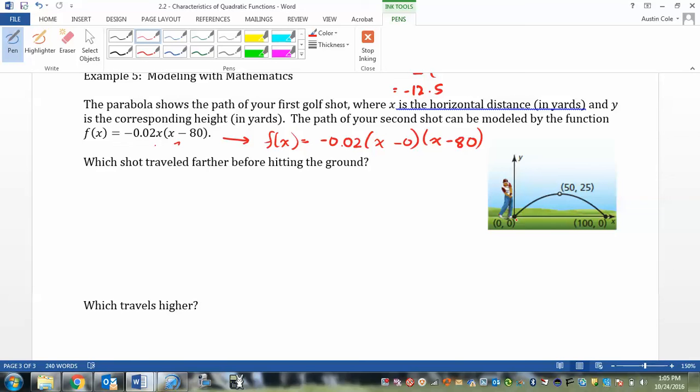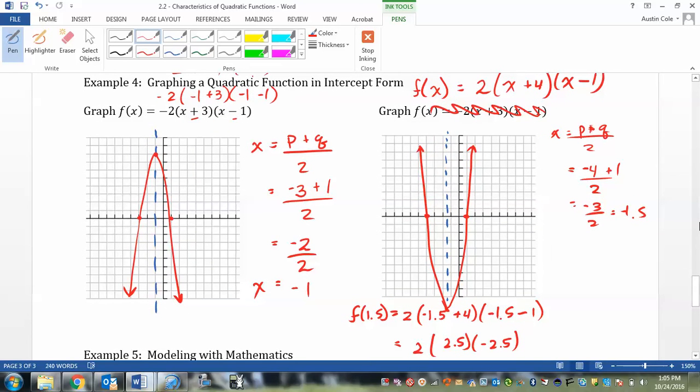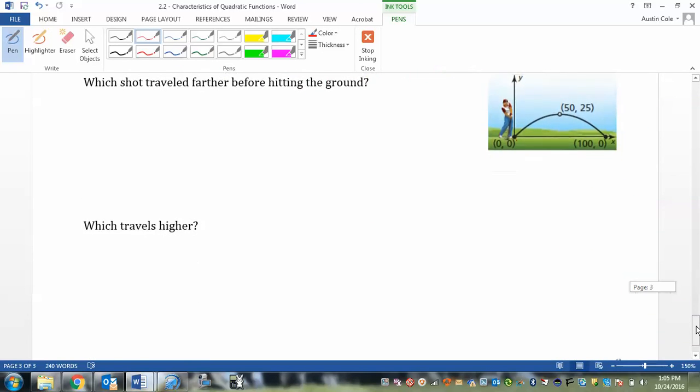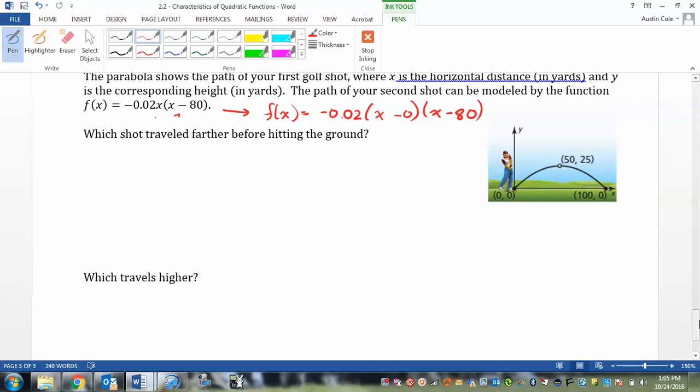Okay. So which one traveled further, or farther? Is it further or farther? Which one went longer? The picture is the first one. The function is the second one. Which one went further, the second one or the first one? Let's go figure it out. Here's the first one. Here's the second one.